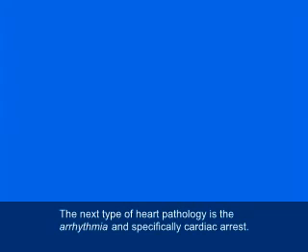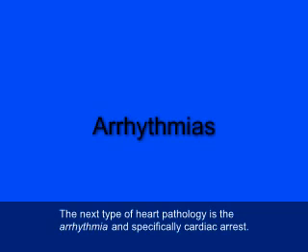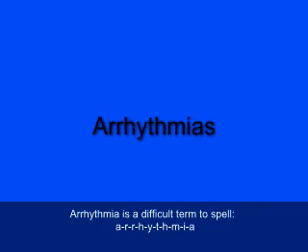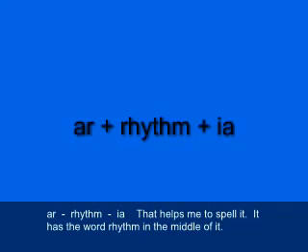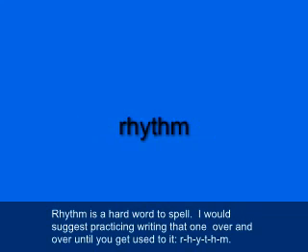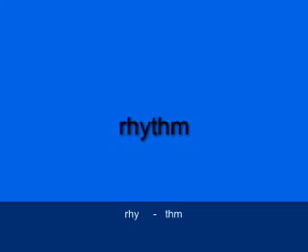The next type of heart pathology is the arrhythmia, and specifically cardiac arrest. Arrhythmia is a difficult term to spell. It's ARRHYTHMIA, A-R-R-H-Y-T-H-M-I-A. That helps me to spell it. It has the word rhythm in the middle of it, and rhythm is a hard word to spell. I would suggest practicing writing that one over and over till you get used to it. Rhythm, R-H-Y-T-H-M.